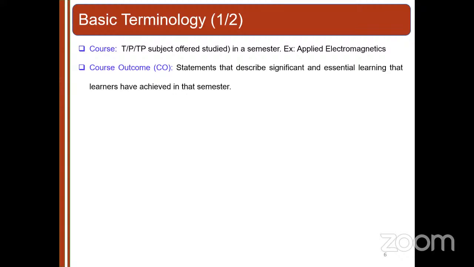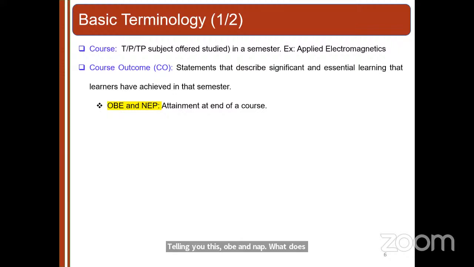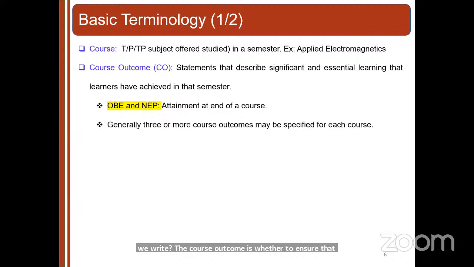Once there is a mistake or some kind of unattentiveness in the preparation of the course outcome, then it will have an impact even in the attainment processes that we will see tomorrow. For example, as I have been telling you, what do OBE and NEP talk about? Attainment has to be done at the end of a course. So why do we write the course outcome? It is to ensure that we have attained the outcome or not. We, in the sense, the learner.